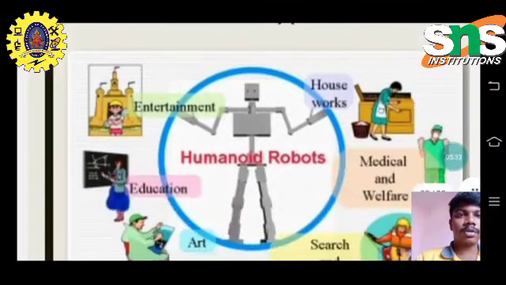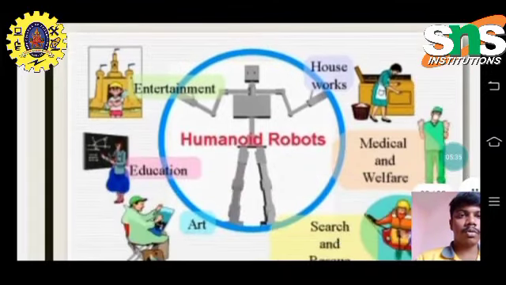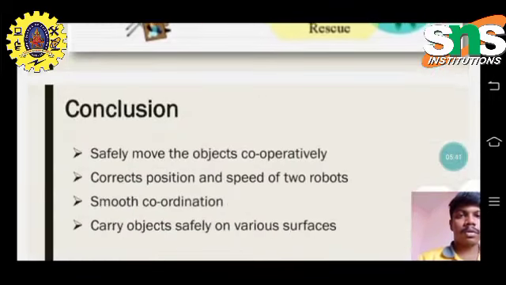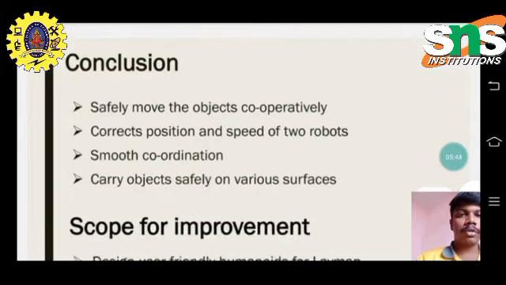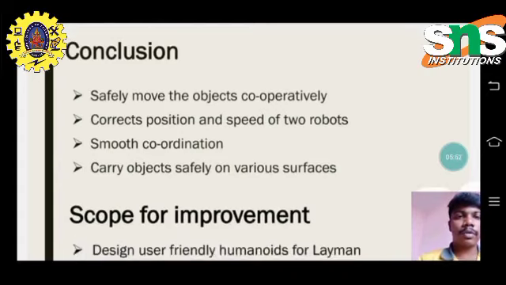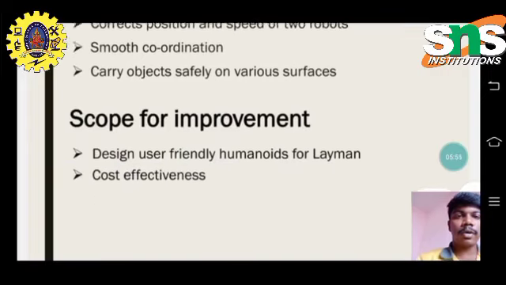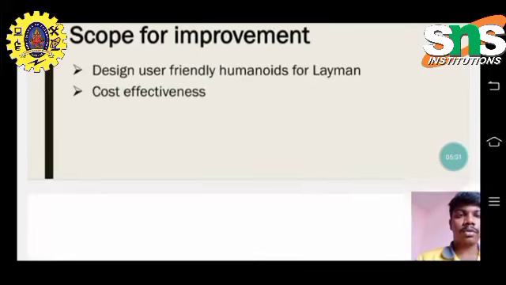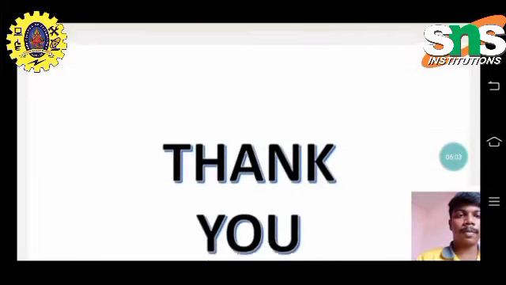So these are some applications shown here: entertainment, human works, education, art, research and rescue, medical and welfare, etc. Going to conclude this part: safely move the object cooperatively, correct position and speed of the robots, smooth coordination and carry objects safely on various surfaces. Finally, scope for improvement: design user-friendly components for laymen and cost effectiveness. So this is the overall package of humanoid robots. Thank you.